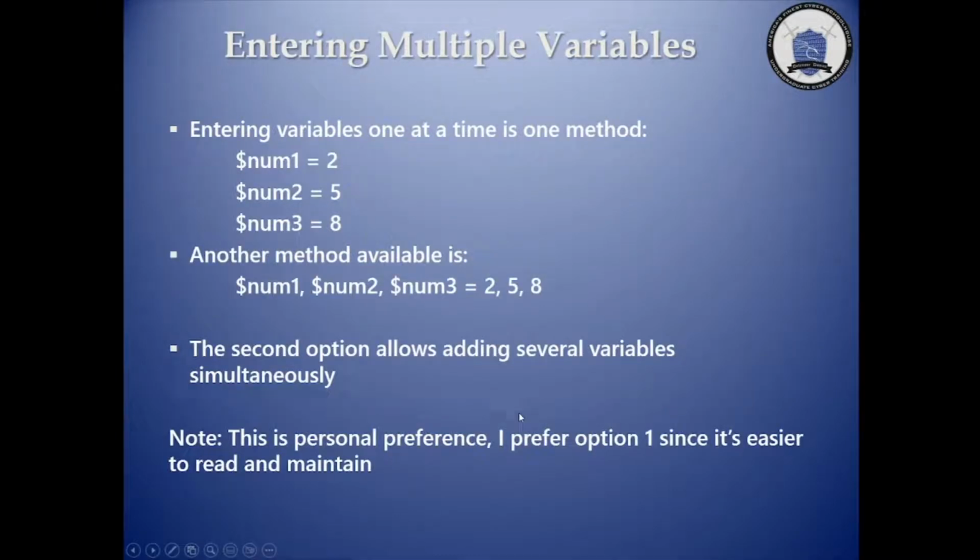Now whenever you're entering multiple variables, there are a couple of ways to do this. The first one is just line by line: num1 equals 2, num2 equals 5, num3 equals 8. Another method available is to put num1, num2, num3 equals, and then put 2, 5, 8. The second option allows you to add multiple variables simultaneously. As a personal preference, I prefer option 1 since it's easier to read and maintain, and especially because commas, which I'll go over next, are used when you're assigning things into an array.